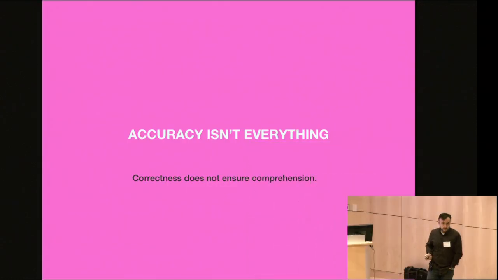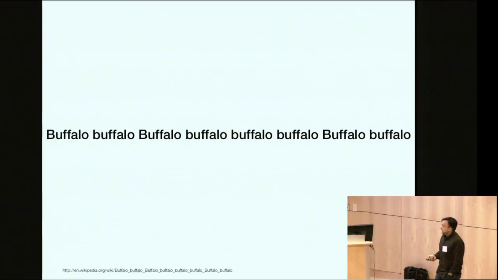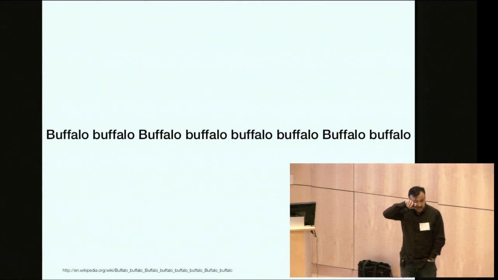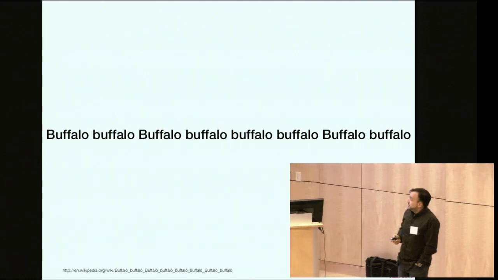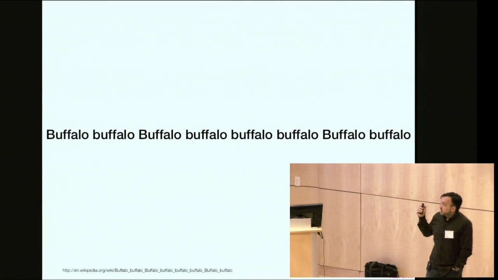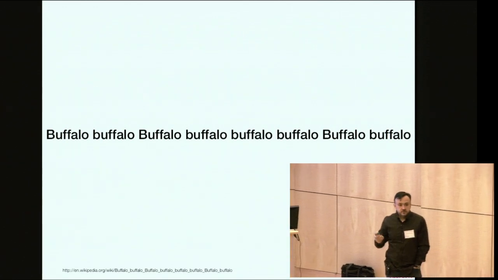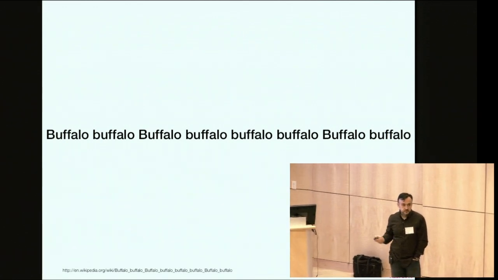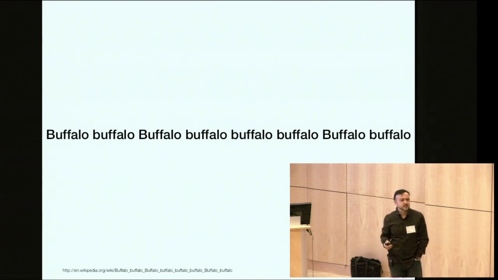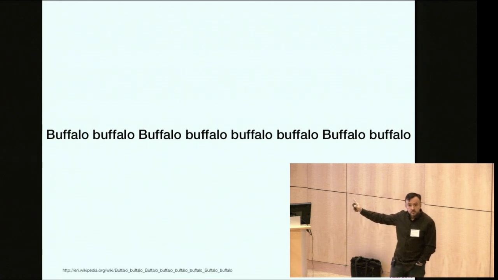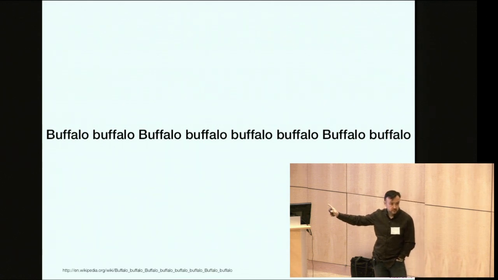So accuracy isn't everything. Here's an example. It's an English sentence, which is grammatically correct. You can find it in Wikipedia. And I'm pretty sure that unless you've seen it, you have no idea what this means. But it's grammatically correct. But then you'll say, well, yes, I know it's grammatically correct. It doesn't matter that it's correct. I don't get it, and there's something wrong with it. And you cannot title your paper with this sentence.